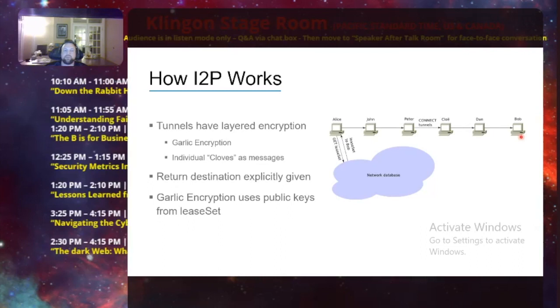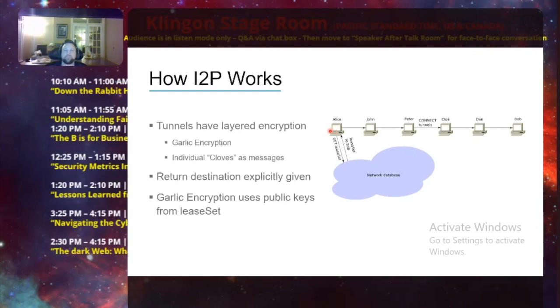The other thing to think about here is if Alice does not include a lease set but has published it out to the general network database, when it's received by Bob, Bob can do a lookup of the network database to see if he can find a publicly known inbound tunnel for Alice. But that does take time, and that would slow down the entire network.